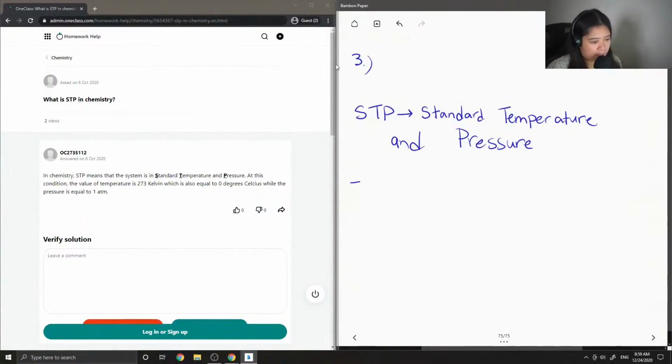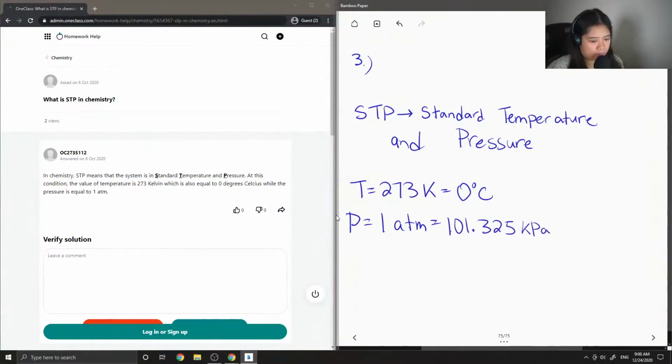So at STP, that means your temperature is equal to 273 Kelvin or 0 degrees Celsius. And for your pressure, this is equal to 1 atm or 101.325 kilopascals.